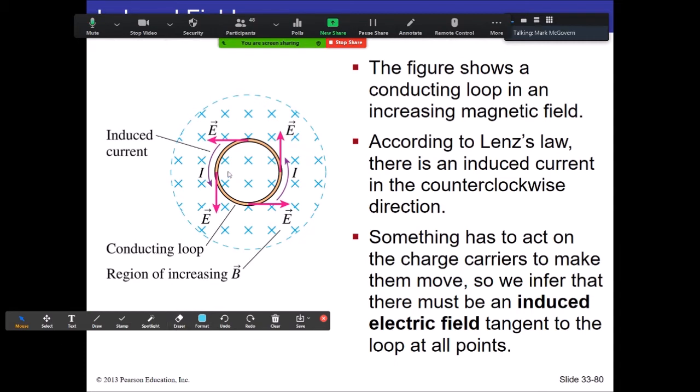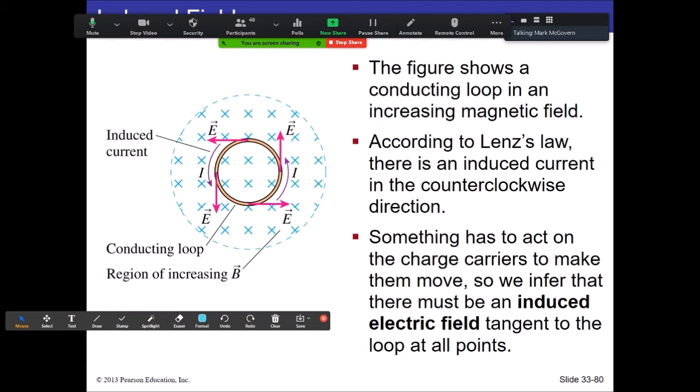In this example, we have a conducting loop, and a magnetic field that increases into the page. Thinking about Lenz's law, that's going to create a counterclockwise current to oppose that change. That means there's an electric field here with a circular nature to it, much like magnetic fields look like. If there's no battery, nothing else here, where is the electric field coming from?